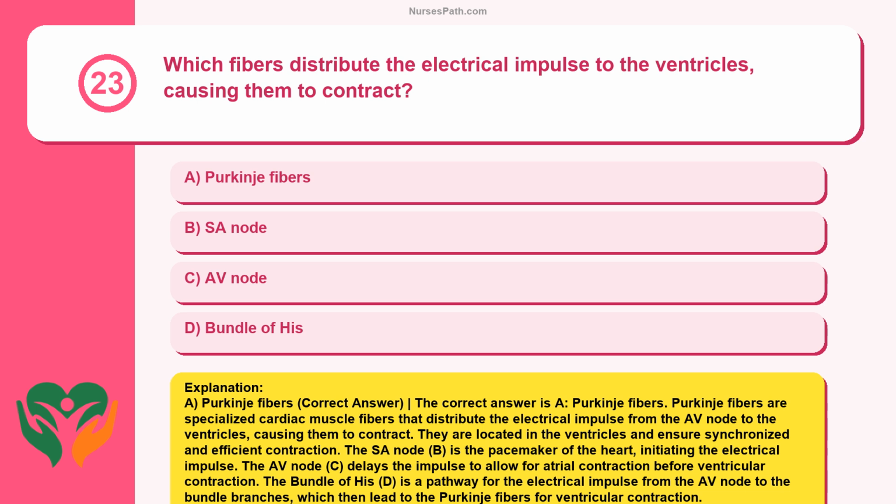They are located in the ventricles and ensure synchronized and efficient contraction. The SA node, B, is the pacemaker of the heart, initiating the electrical impulse. The AV node, C, delays the impulse to allow for atrial contraction before ventricular contraction. The bundle of His, D, is a pathway for the electrical impulse from the AV node to the bundle branches, which then lead to the Purkinje fibers for ventricular contraction.